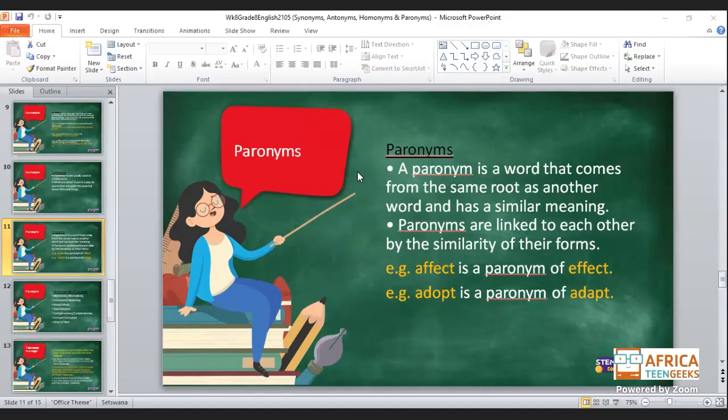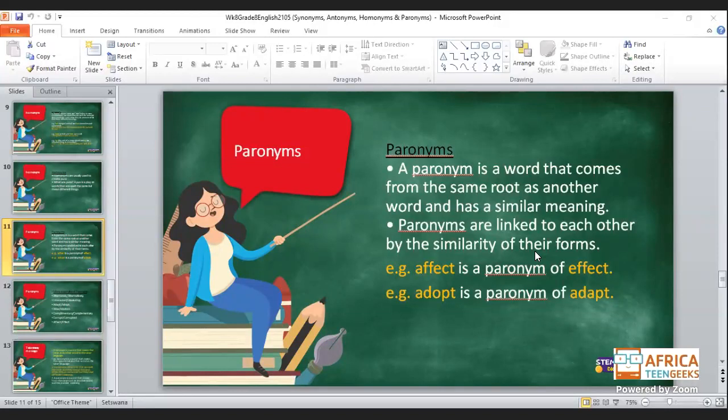And okay, the definition I gave, I said a paronym is a word that comes from the same root as another word, and they may have a similar meaning. And I said that paronyms are linked to each other by the similarity of their forms. Okay, so now you see that this section of paronyms, to some extent, does make us go back to what we did yesterday.